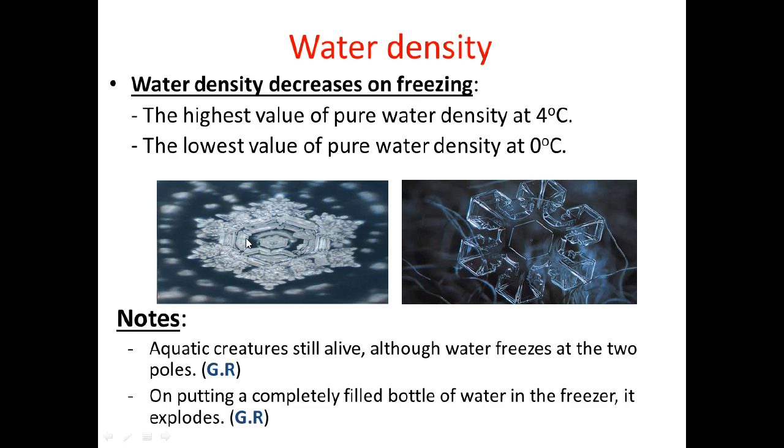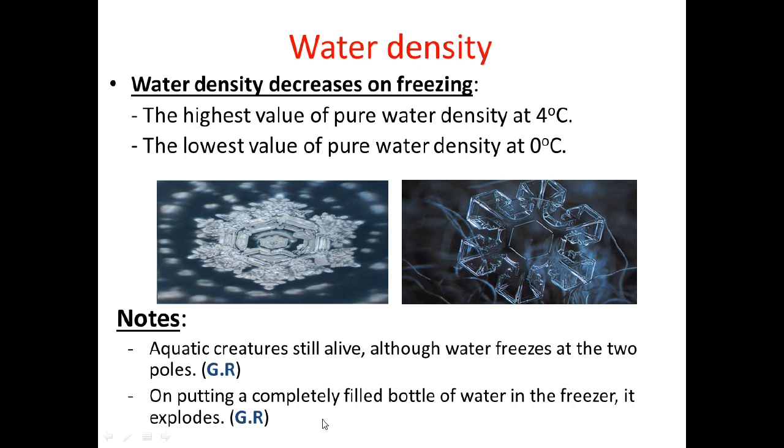collected together in the form of a hexagonal shape, as we can observe in the following figure, with many intermolecular spaces, which increase their volume and decrease their density. So water crystals can float on the surface of water. So many aquatic living organisms can live under ice which is floating on the surface of water.